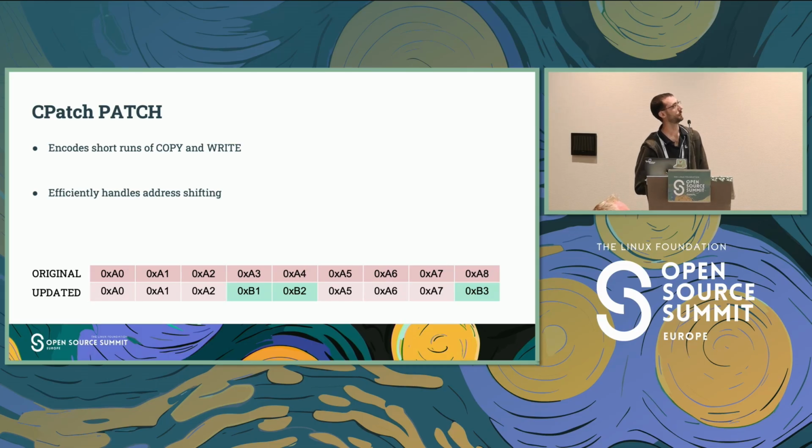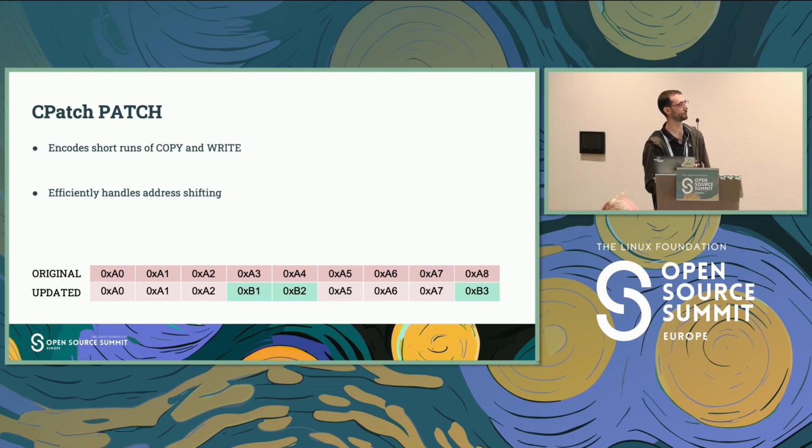So what is the magic patch instruction? The goal of the patch instruction is to encode short runs of copies and writes so that it can efficiently handle the absolute addresses shifting. So if in the original file we have this array of data, and in our new application image we've got 3 bytes of the same, 2 bytes different, 3 bytes the same, another byte different, we want to try and encode this as efficiently as possible.